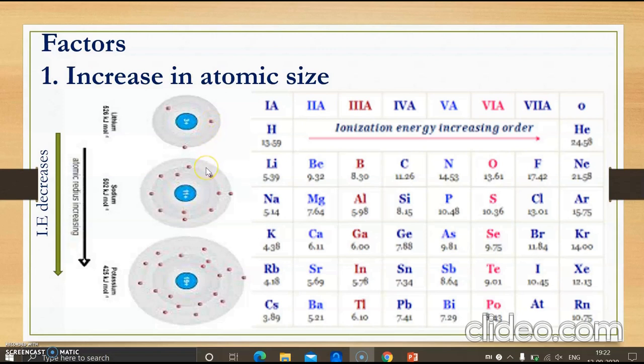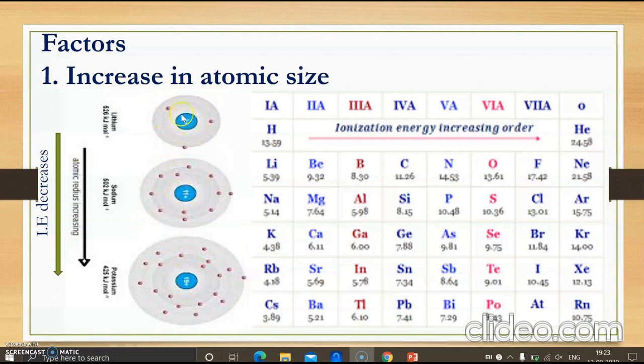Due to this, the outermost electron experiences lesser and lesser force of attraction towards the nucleus. This decreased nuclear attraction makes the removal of the outermost electron easier, thereby requiring lesser and lesser energy, and hence the ionization energy decreases from top to bottom.